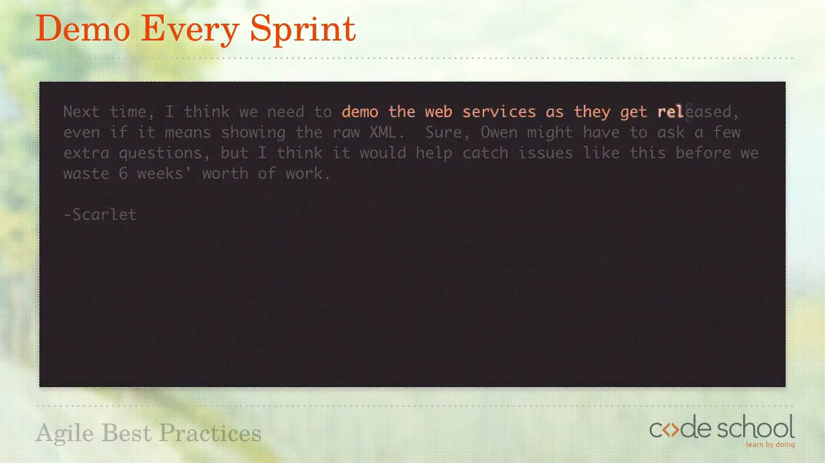Evidently, while working on some behind-the-scenes web services, the team broke its habit of demoing every sprint. Maybe they felt the product owner lacked sufficient technical expertise to understand what was going on. Regardless, it was only 6 weeks later when the UI was completed and demoed that the issue was caught.